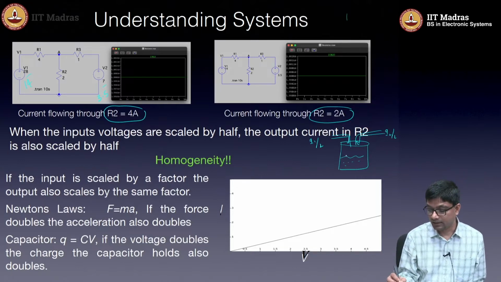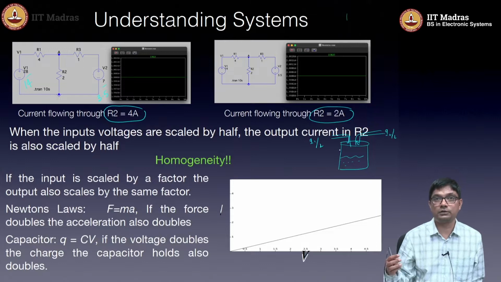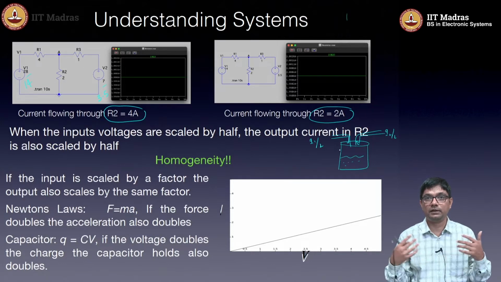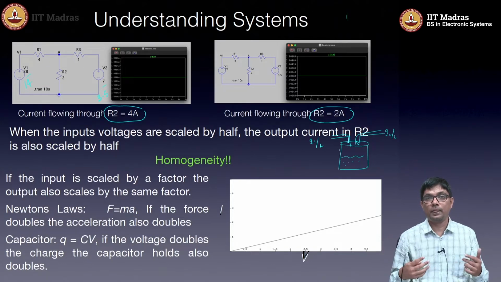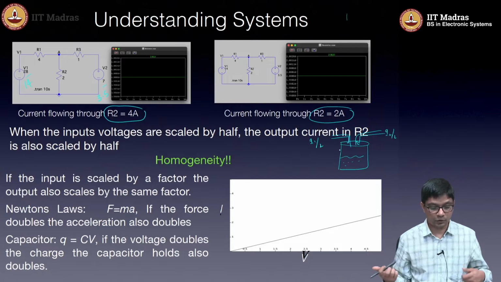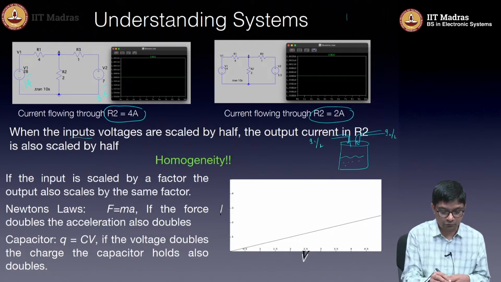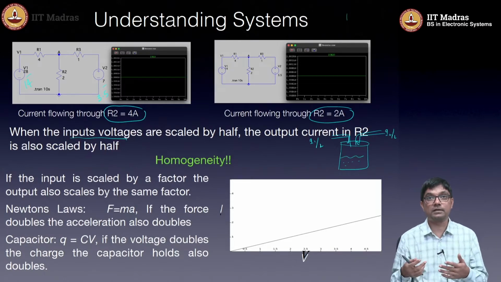Similarly here, the amount of water which I was pumping in originally with flow Q1 and Q2, if I am now pumping those with Q1 by 2 and Q2 by 2, the amount of water will just reduce by half. Which means that if the input voltages or even currents are scaled by half, the output current is also scaled by half.